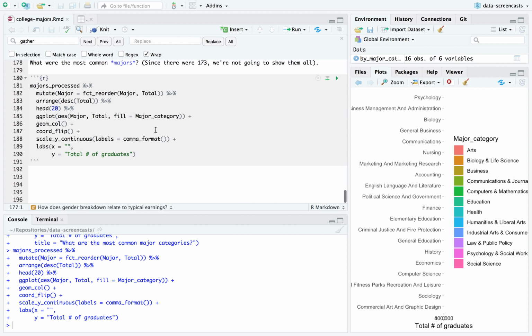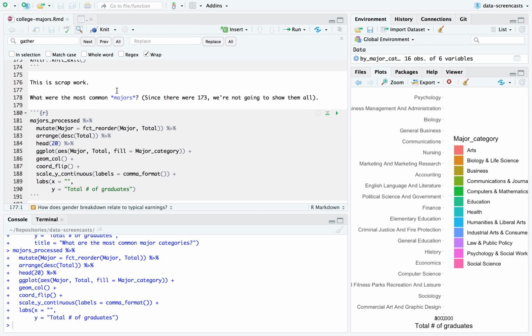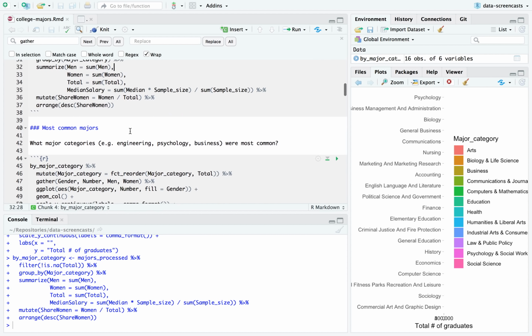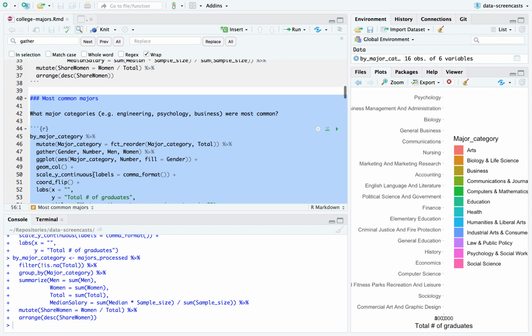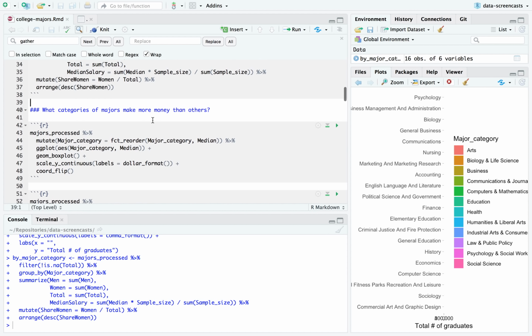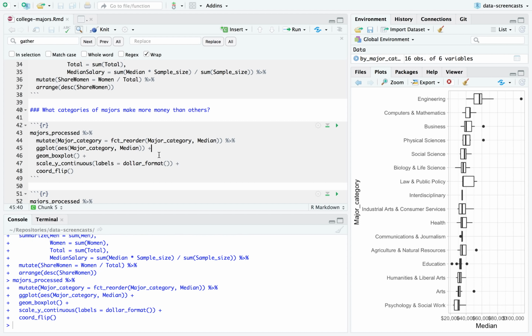I usually don't. But the nice thing about having a scrap section is you're never afraid to cut things out when you're like, I'm not going to make that graph. And now this graph I can get rid of. That was a graph of my most common major categories. All right. That's one analysis. Next, I'm interested in what categories of majors make more money than others.